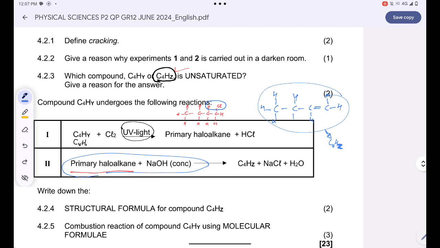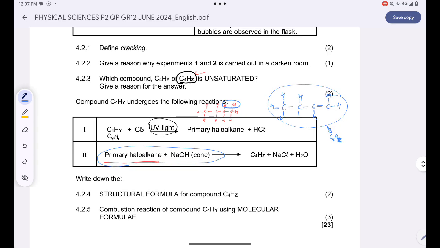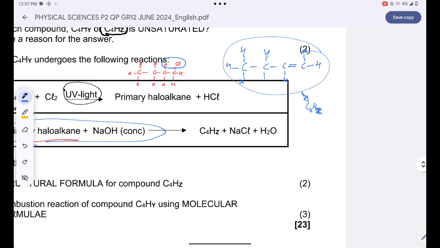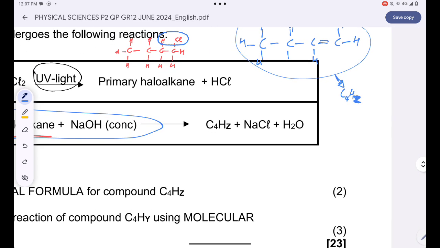Okay, so now let's answer the following questions. They want us to write down the structural formula of C4HZ. C4HZ, guys, is our unsaturated hydrocarbon. It looks like this. I just have to draw my hydrogens over there. That's how, guys, it's supposed to look.